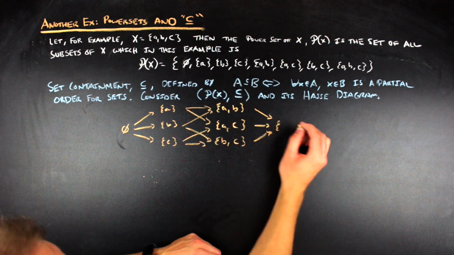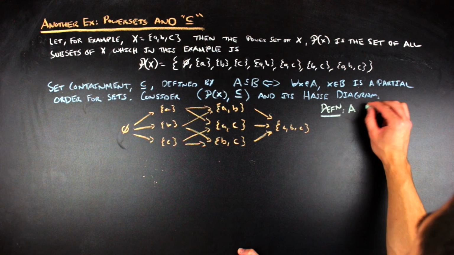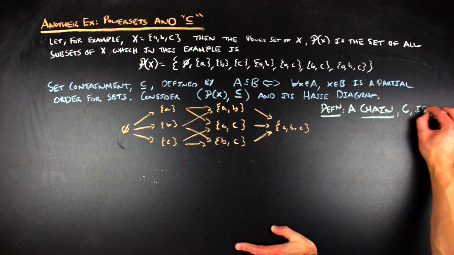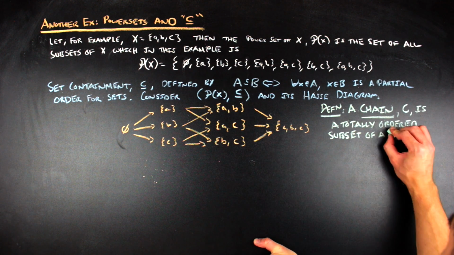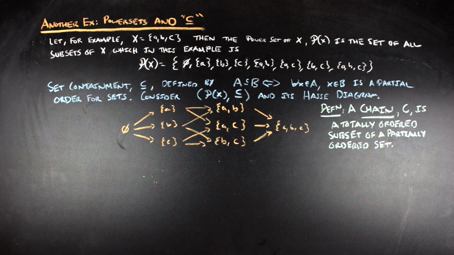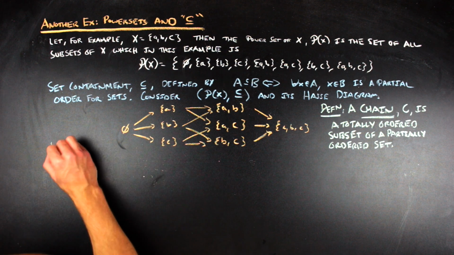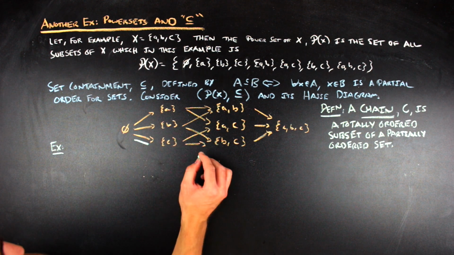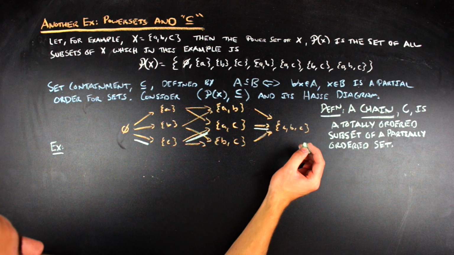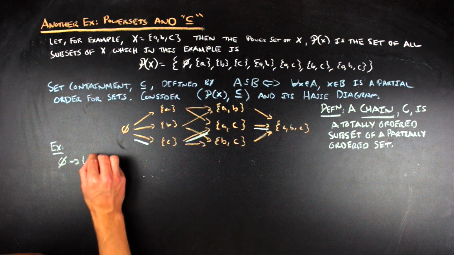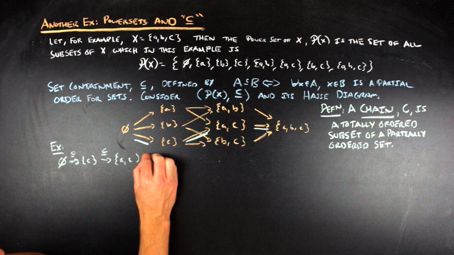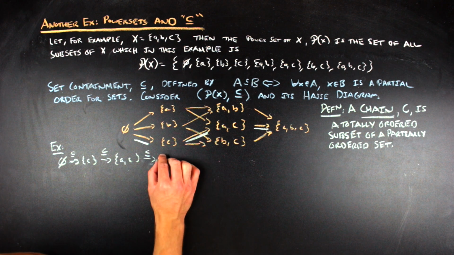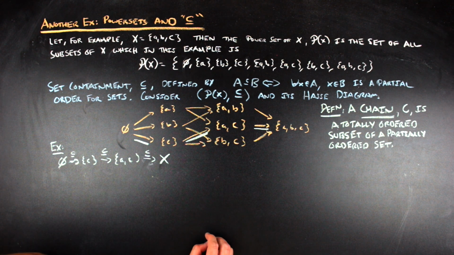If we look at every path that obeys the direction of edges, we have a totally ordered subset of our set, otherwise known as a chain. So for example, if we start, the empty set is a subset of the set containing C, which is a subset of the set containing A and C, which is a subset of the entire set X. And so the set of the empty set, the set of A and C, and the entire set X is a totally ordered subset of the power set of X.